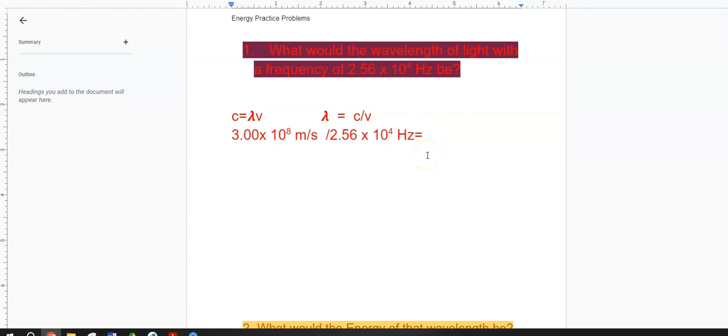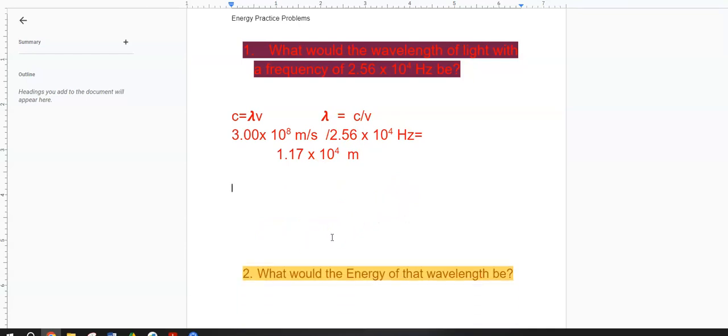Pick the one in the answer column that you got. All right, so you should have gotten 1.17, because we're doing sig figs here and we only get 3, times 10 raised to the 4th. And what's my unit here? Meters. Right? Meters. So that's how you do that problem.